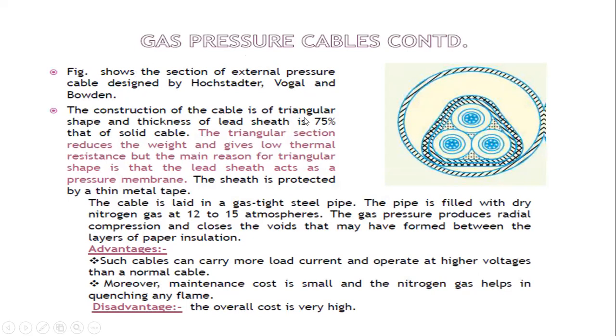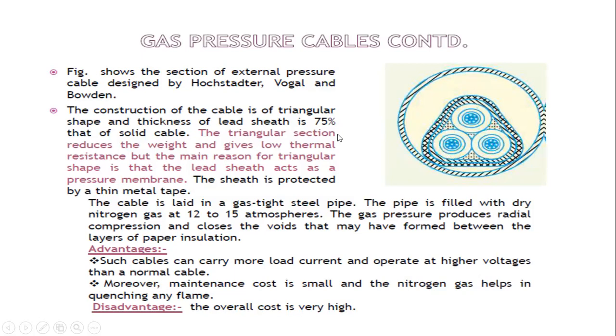The construction of the cable is in the form of a triangular shape. The gas tube is triangular in shape. In this gas tube we have three cores: this is core 1, core 2, and core 3. Each and every core has insulation. The thickness of the lead sheath is 75% that of a solid cable.